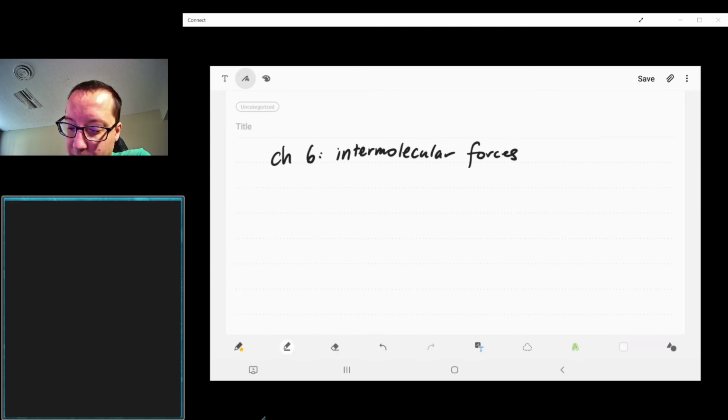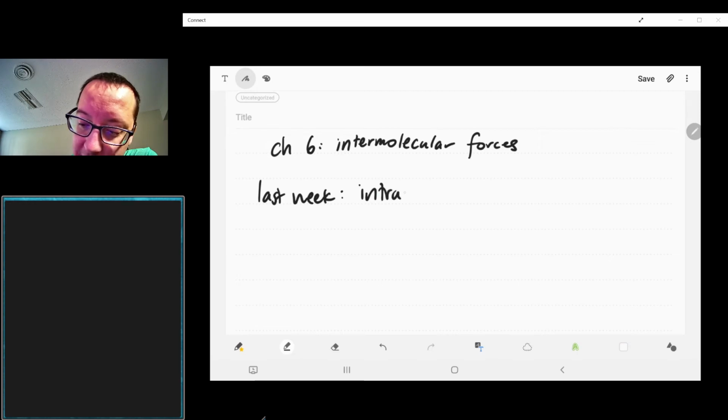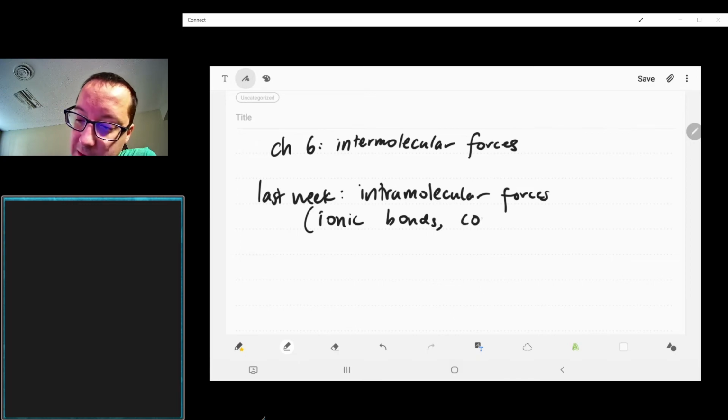So what we talked about last week were what we call intramolecular forces. So last week we did intramolecular forces. And these were things like ionic bonds, covalent bonds, etc.